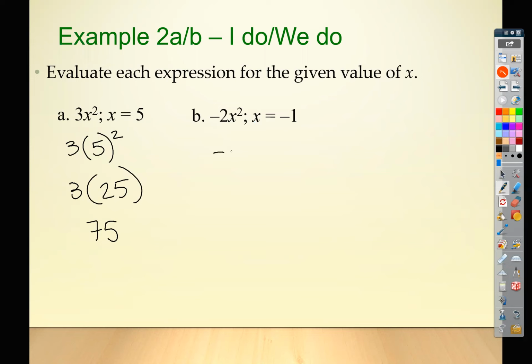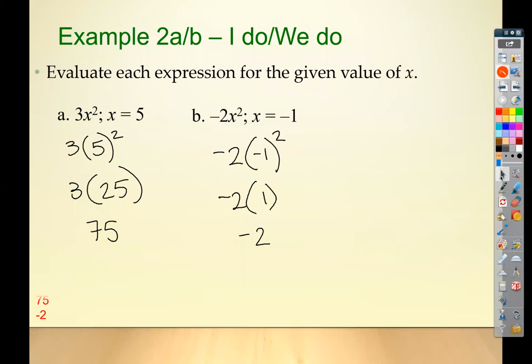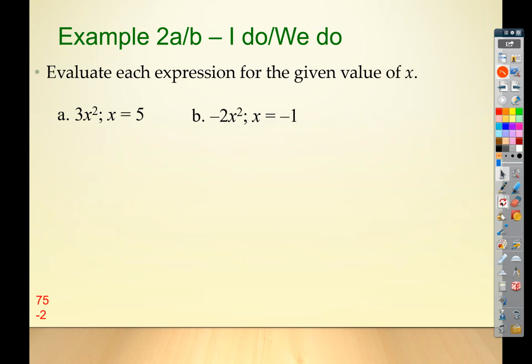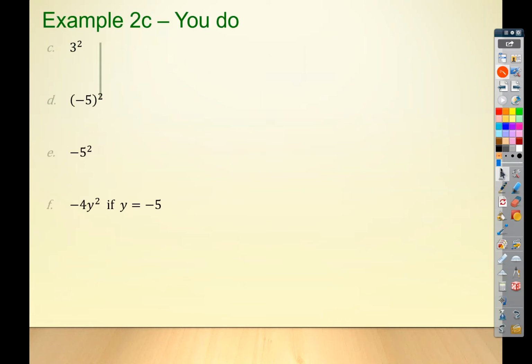On B, we've got -2 times x, which is -1 squared. So the correct order of operations with this is to do the exponents first. So -1 times -1 is +1. -2 times 1 is -2. So correct order of operations is very important for this lesson. And always, but especially this lesson. Okay, 2C is for you to do. So go ahead and pause the video and see if you can do these. Very good. Let me know if you have any questions.